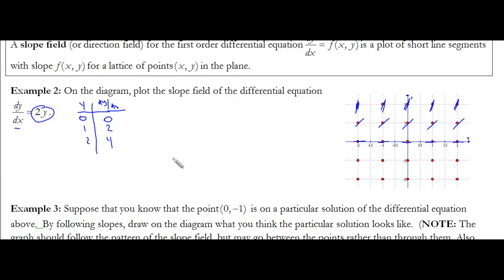The same thing works on the other side. So we'll do y equals negative 1 and y equals negative 2, and you'll get slopes of negative 2 and negative 4. So this is going to be negative 2, negative 2, negative 2, and then a really steep slope of negative 4.